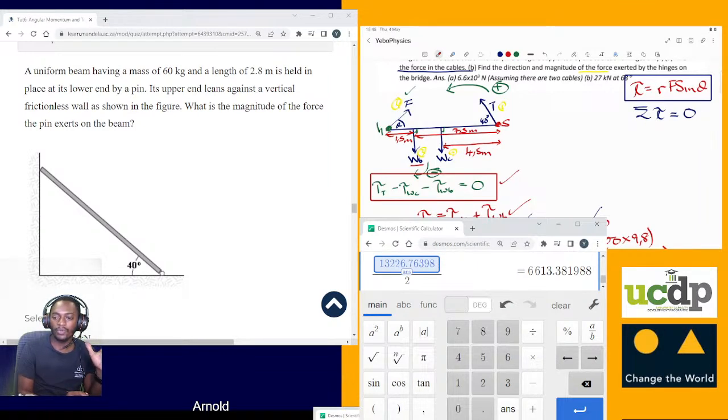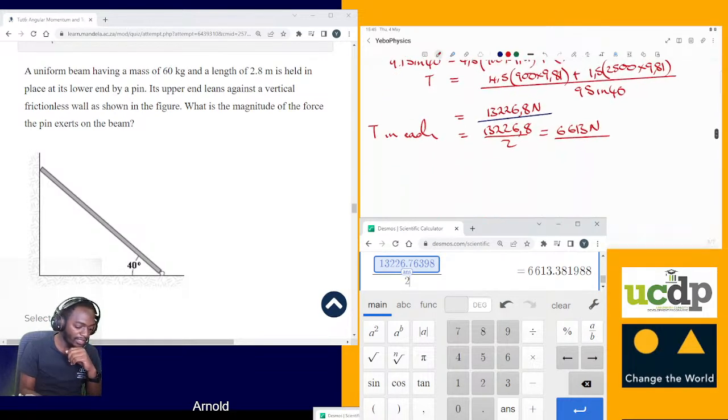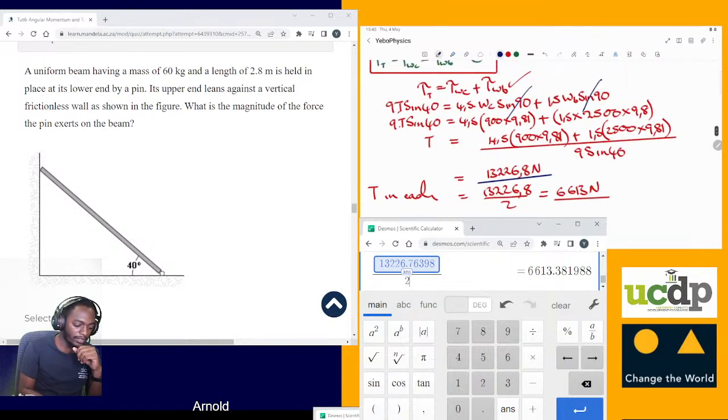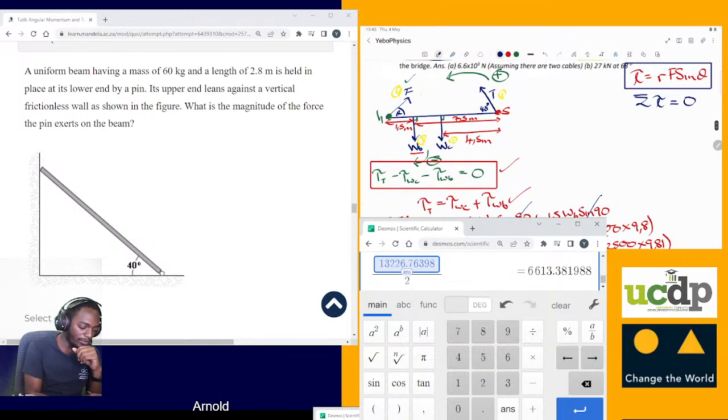Okay, so we are going to resolve in the horizontal, we formulate an equation. Also resolve in the vertical, we formulate an equation. All right. So sum of forces in the x, which two forces have components in the x? These are the two forces.